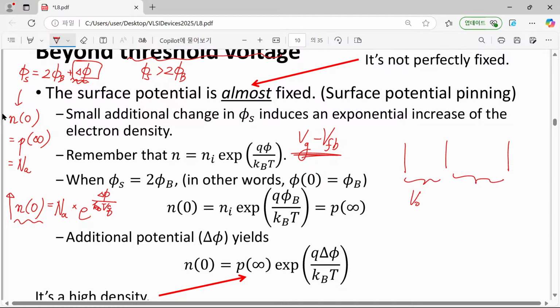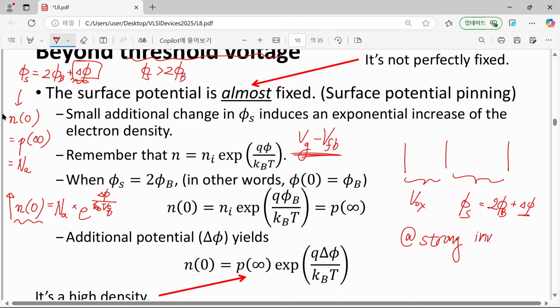One part was oxide potential, and one part was surface band bending, surface potential. Now, when we go to this strong inversion condition, at least to have a strong inversion, it must have 2 times phi b. Yes, this is the requirement to enter into the strong inversion regime.